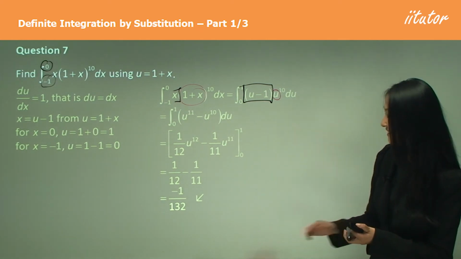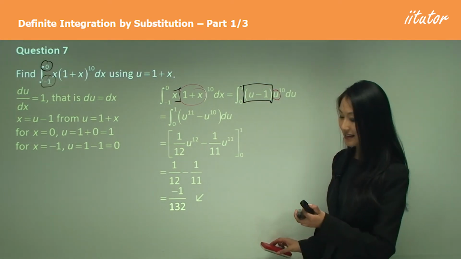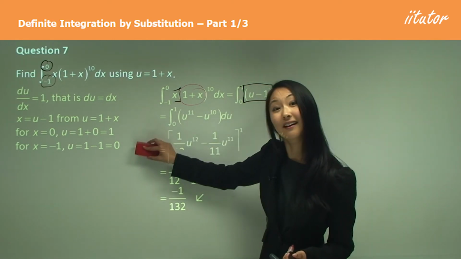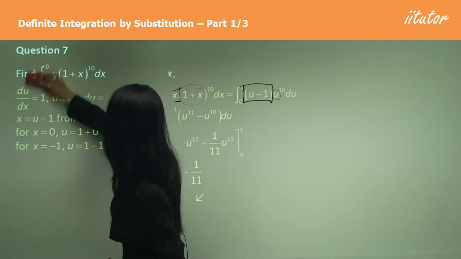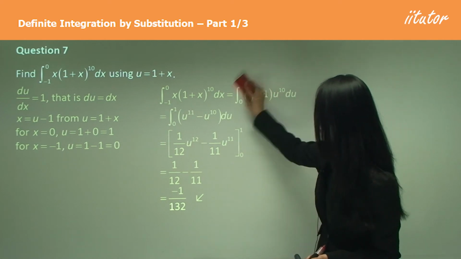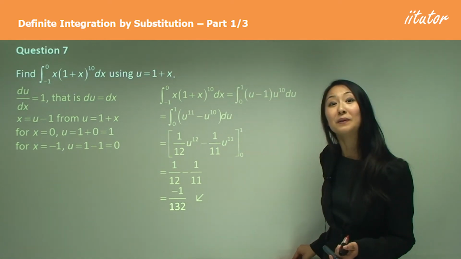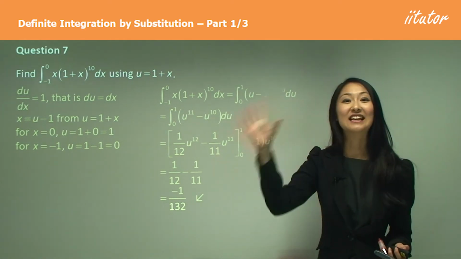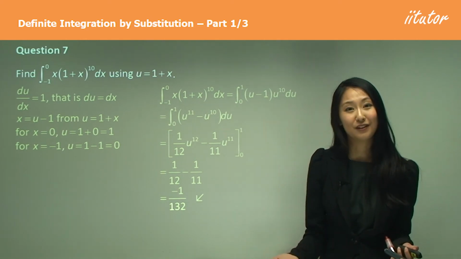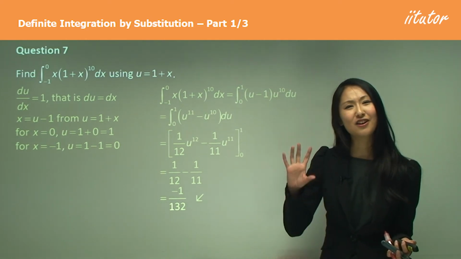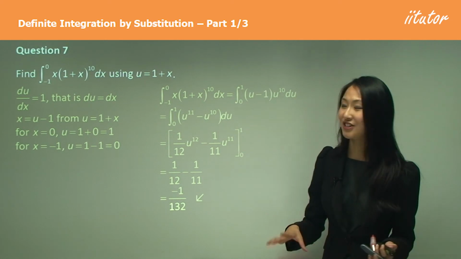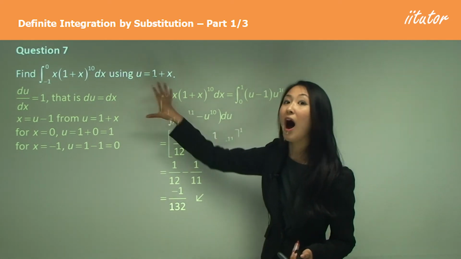So the important thing to note for this question is this extra step over here, which was to work out the new limits. And I think if you understand why there needs to be new limits, because we're changing the entire question, it's easier for you to remember, because you're not just remembering the steps to do a question, you're actually understanding why we're doing it.